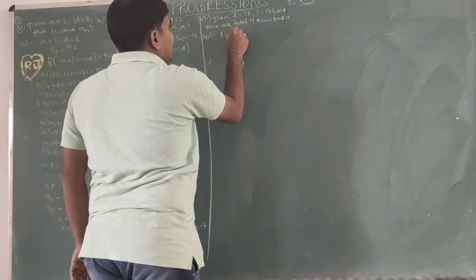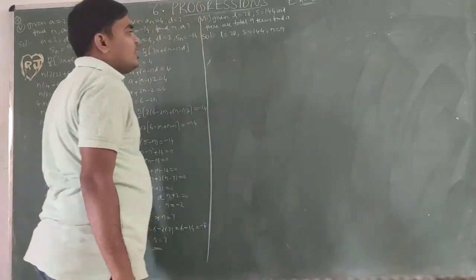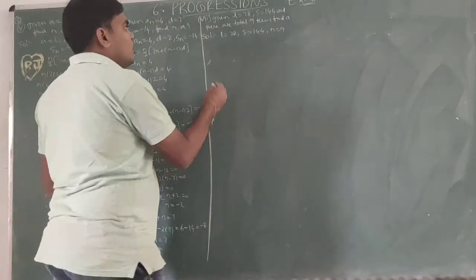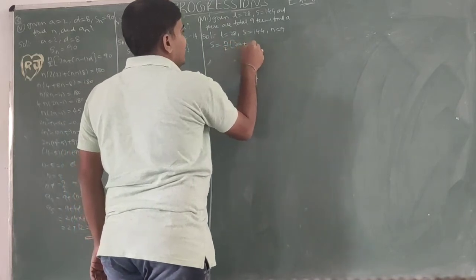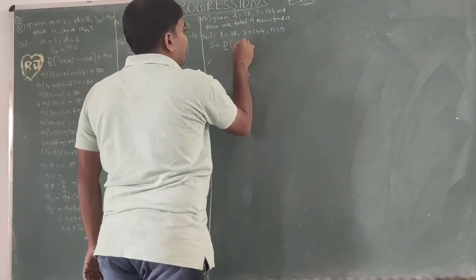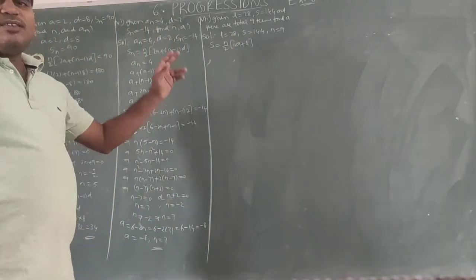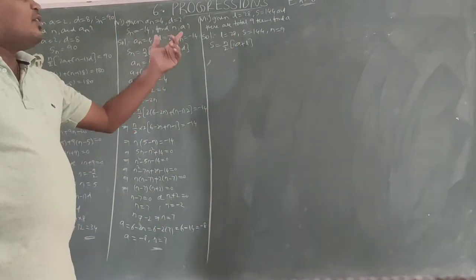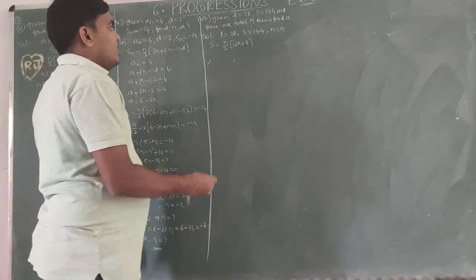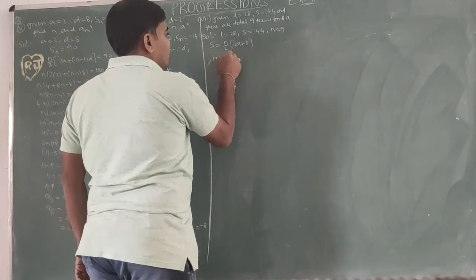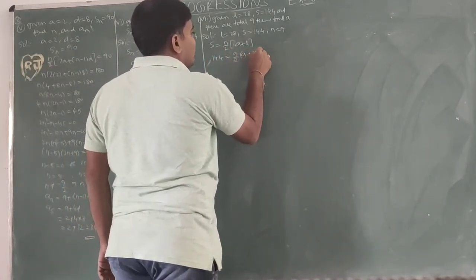l equal to 28, S equal to 144, n equal to 9. Total terms is equal to n. So the S formula is n by 2 of 2a plus (n minus 1) of d, but we don't know d. Here l is given, that's why I am writing a plus l. So I am taking a plus l. So 144 equal to the n value 9 by 2, a we don't know, plus 28.